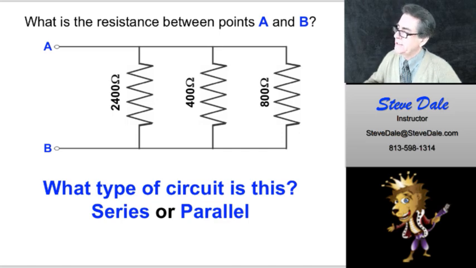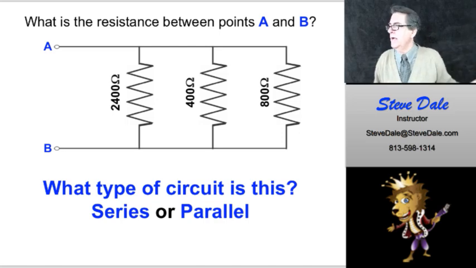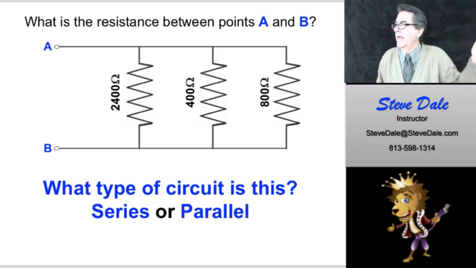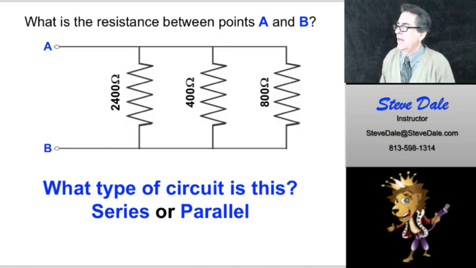Let's take A, and let's say we're running our current through A, and if we come to the 2400 ohm resistor, some of our little electrons go that way, and then we've got the other ones going down the path further, and then they go off to the 400 ohm resistor, so some of them go that way, and the other ones go down to the 800. So you're splitting all those little electrons, and that means there's more than one path. So you can see that.